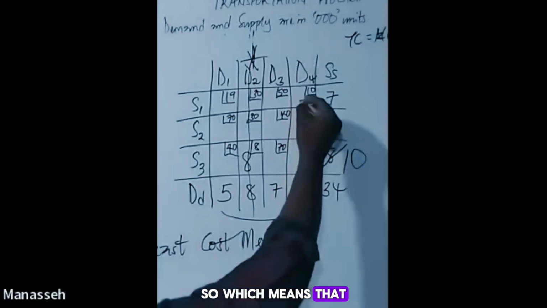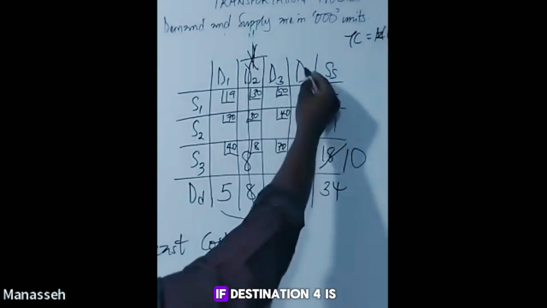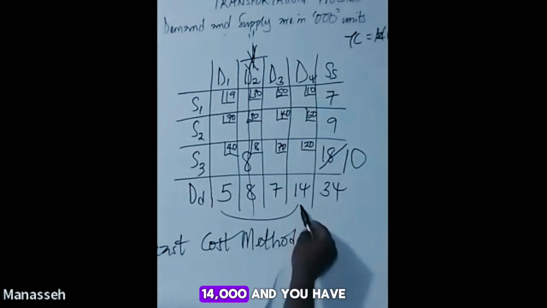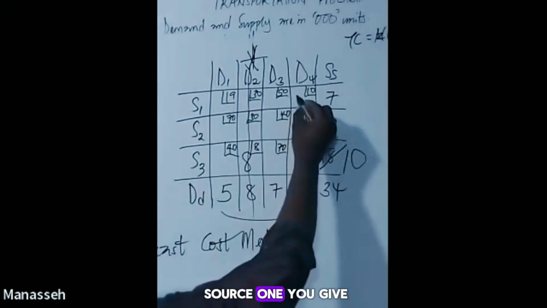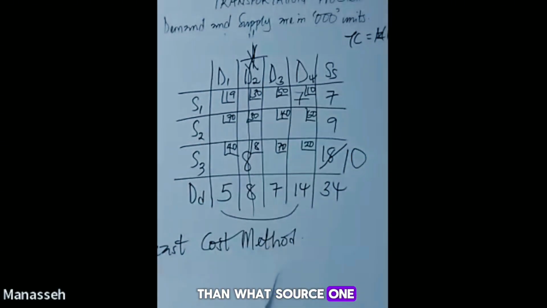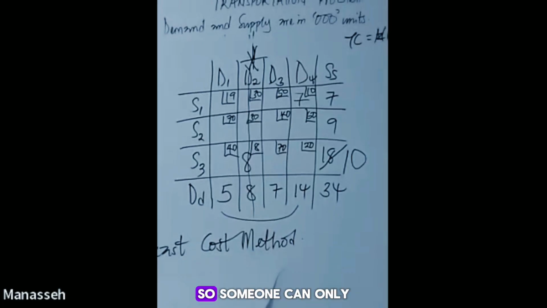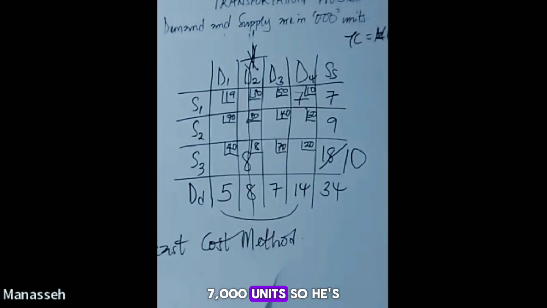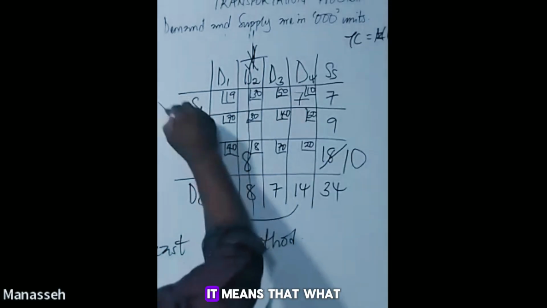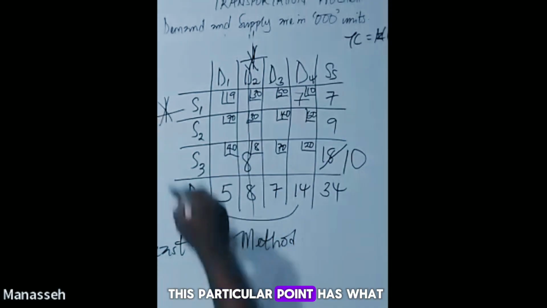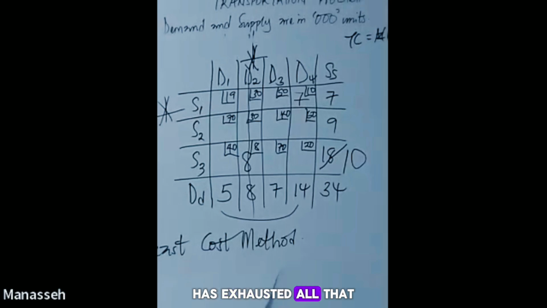Which means that if destination 4 is in need of 14,000 and you have 7,000 from source 1, you can't give more than what source 1 can give out. Source 1 can only give out 7,000 units. And by giving out 7,000, it means that this particular point has exhausted all that it has.